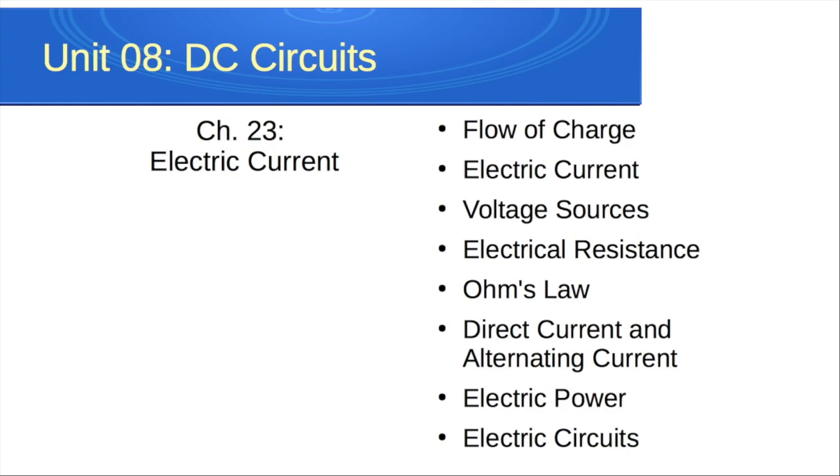All right, so we are starting Unit 8, which is DC circuits. So we're talking primarily about electric current and voltage sources. What is resistance? Kind of Ohm's Law. Within current, what's the difference between direct current and alternating current? We'll talk about electric power and then the different types of electric circuits that we can form with resistance elements.